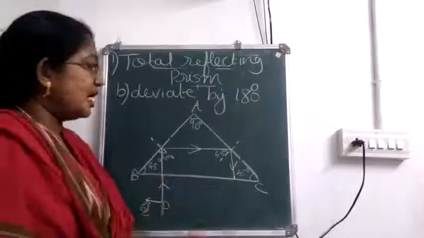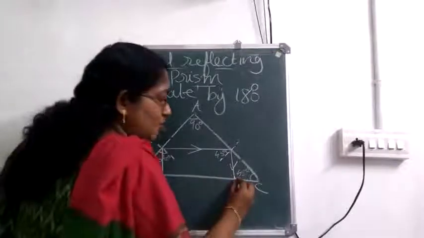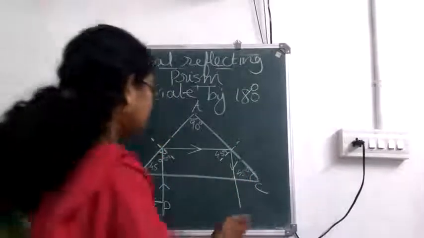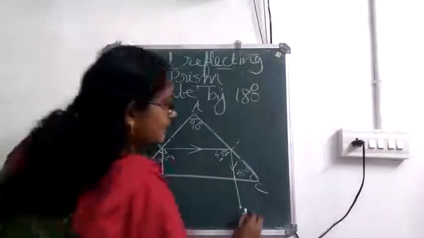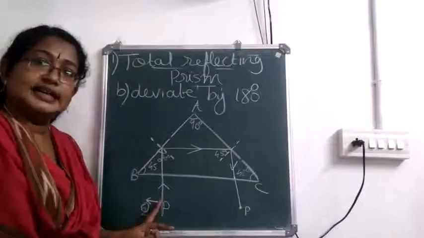And what is the specialty at BC? What happens here? Here it is normal incidence, so the ray will go down without any deviation. And which point is this? This is the point P, isn't it? Okay, so I have considered a light ray from P.